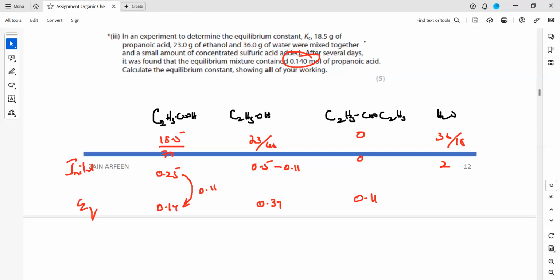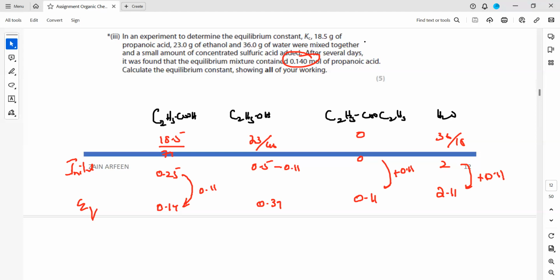And water also 0.11, so it will become 0.11. So this will be added, 0.11. This will also be added, 0.11, but this is subtracted. So we don't need how many are reacted, we need how many are left. So first we found how many have reacted and, taking a ratio, how many moles of reactant have reacted and how many moles of product are formed.